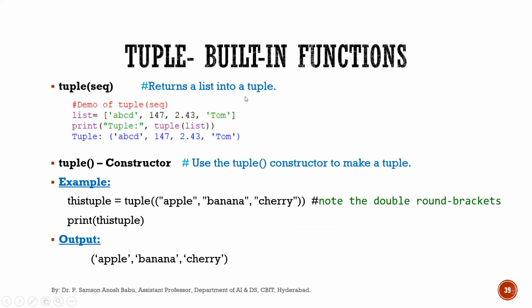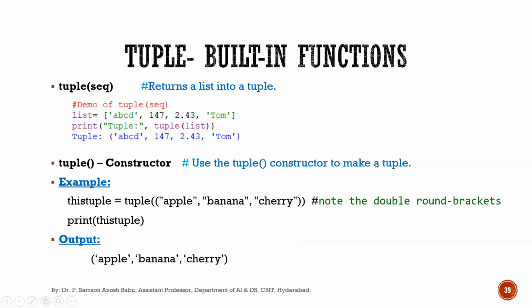Similarly, the minimum value will be printed if you use min of that tuple name. Tuple sequence returns a list into a tuple. You can convert a list into a tuple. So there is a list ABCD, 147, 2.4, Tom, and you would like to convert this list into a tuple. You simply have to write tuple of that list name. So if you print this, the converted tuple you could see here.